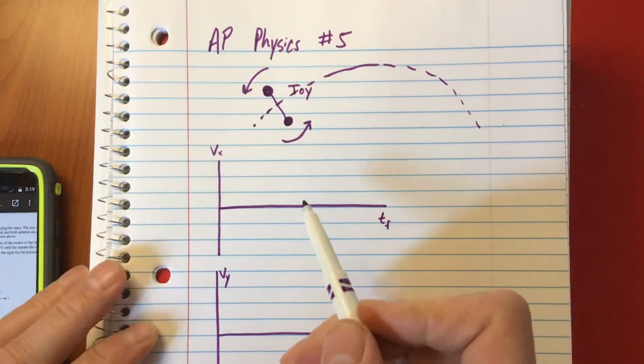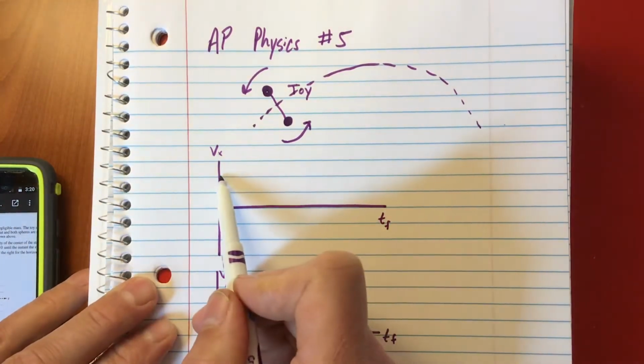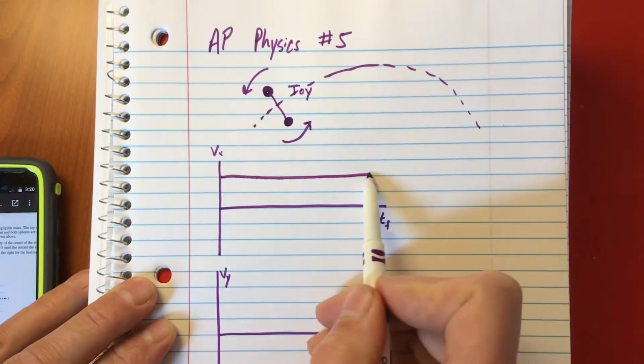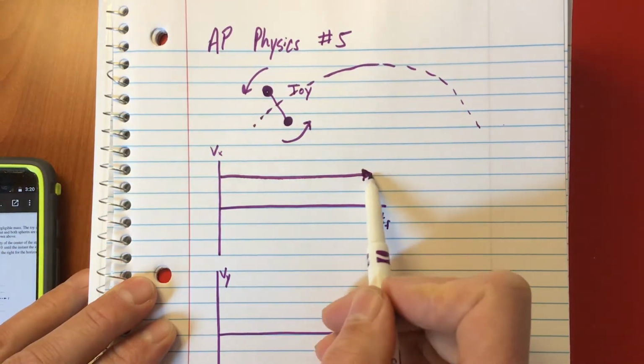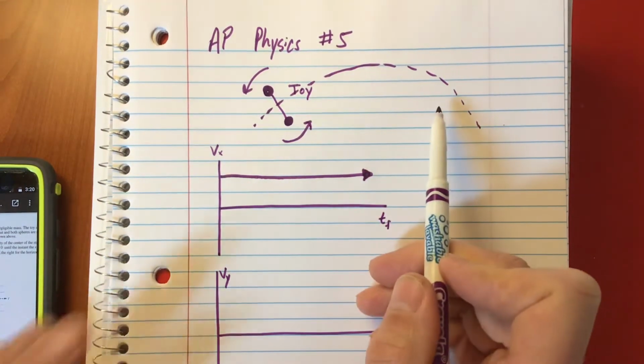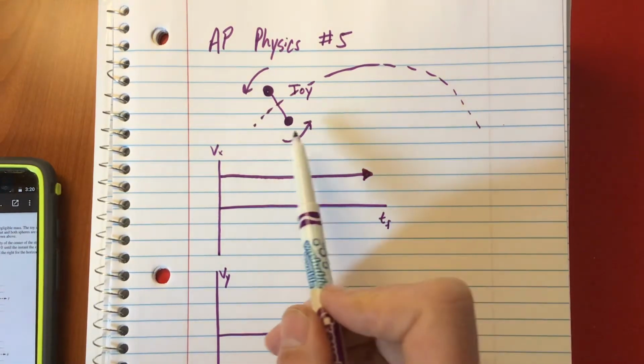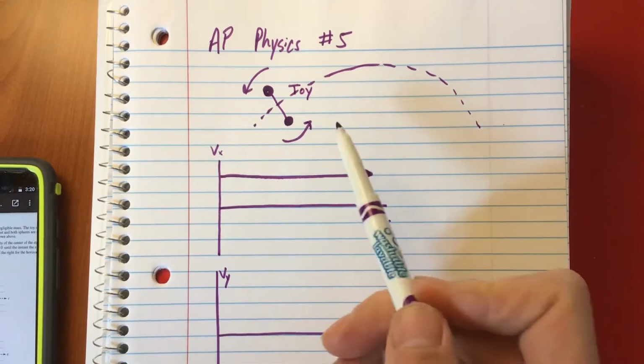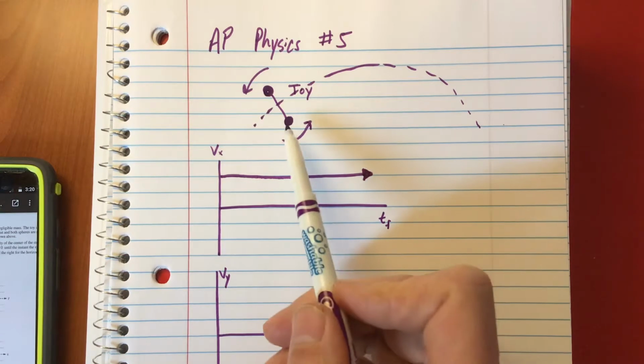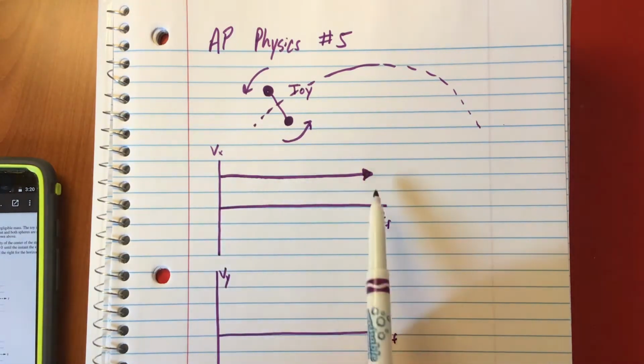So the horizontal velocity, I would expect a positive value that's not going to change, since moving to the right is a positive direction, and there's no air resistance. There's nothing resisting the motion of the toy, so I would expect no change.